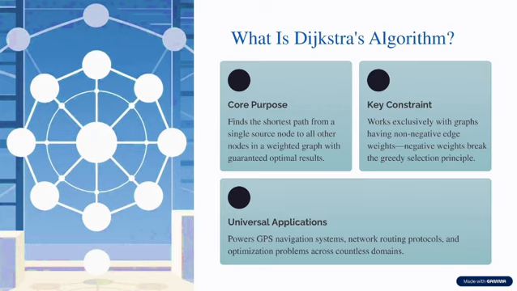Let's see the key constraints. The algorithm only works with non-negative edge weights, that is, no negative distance or cost. This is because the algorithm relies on a greedy principle. Once it marks a node's distance as final, it assumes the value cannot be improved. So if a negative edge exists, this assumption fails and the algorithm may produce incorrect results.